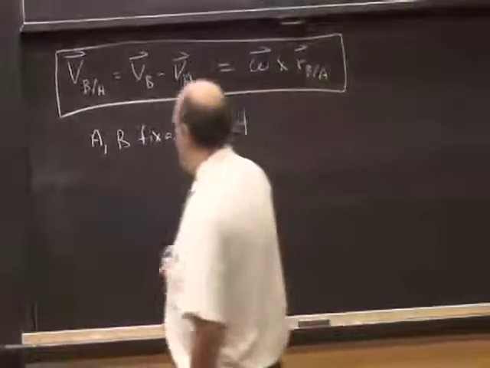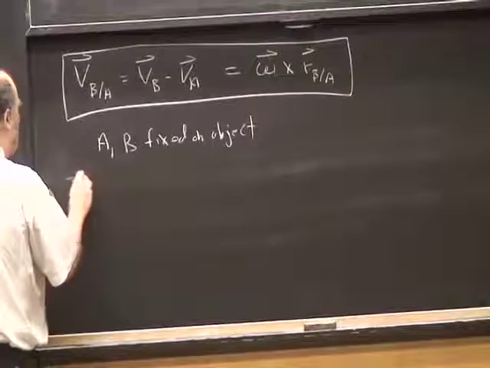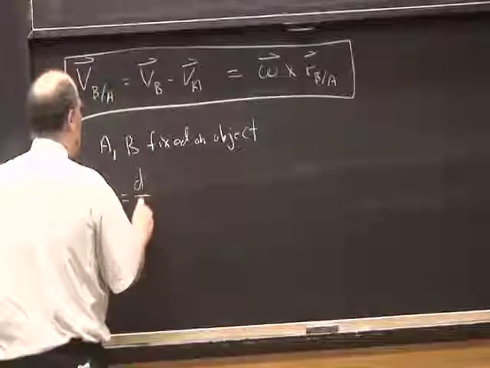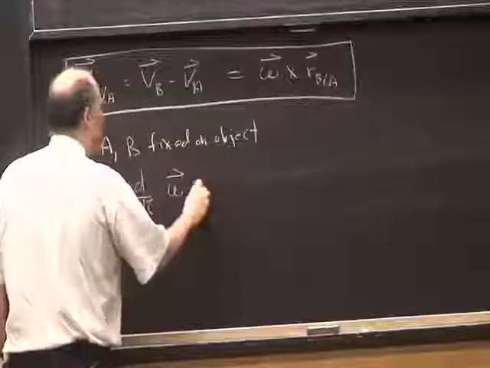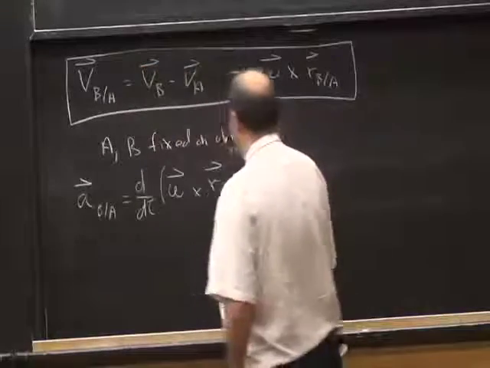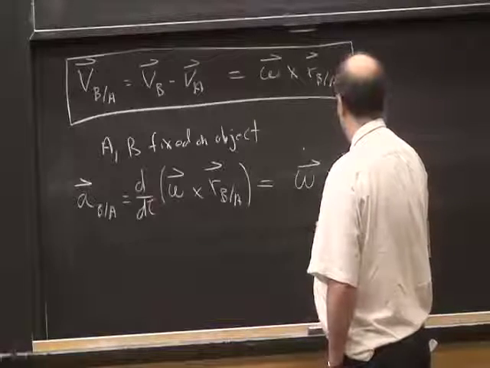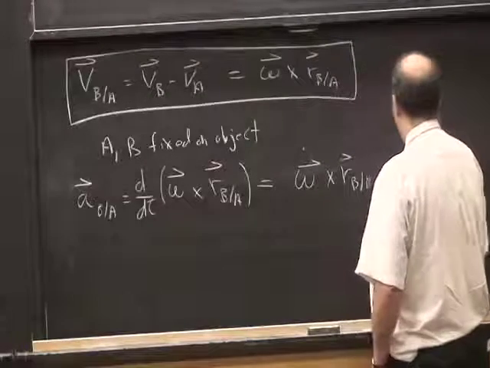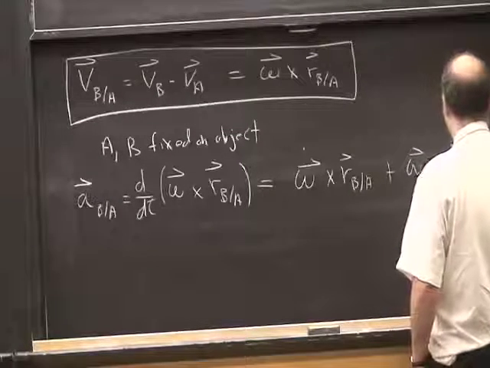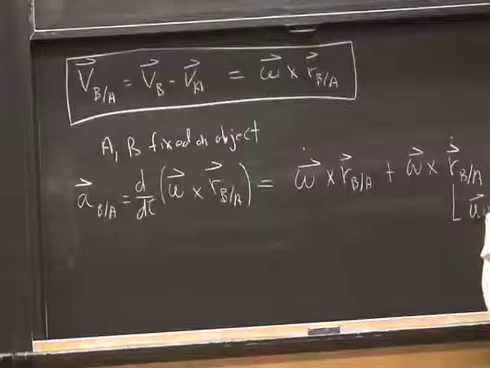Okay. Let me just spend 30 seconds more so I can get almost done. So I'm going to be a minute over time. If we want to look at the acceleration of B with respect to A, this is d by dt of omega cross the position of B with respect to A. We use the product rule on this. So it's omega dot cross the position of B with respect to A plus omega cross the rate of change of the position of B with respect to A. But this thing, we already know what that is. It's omega cross R of B with respect to A.